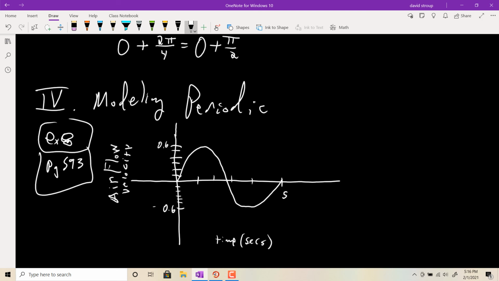If y represents the velocity of airflow after x seconds, find a function in the form y equals a times sine of bx that models this airflow.